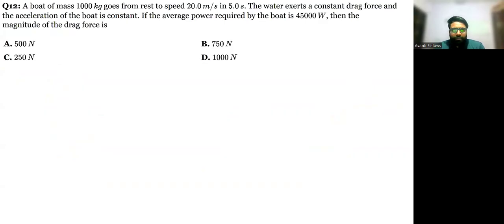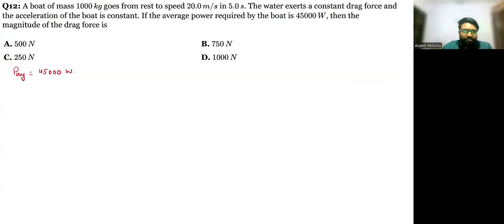A boat of mass 1000 kilogram goes from rest to speed 20 meter per second in 5 seconds. The water exerts a constant drag force and the acceleration of the boat is constant. If the average power required by the boat is 45,000 watt, then what is the magnitude of the drag force? So here the average power is mentioned as 45,000 watt.